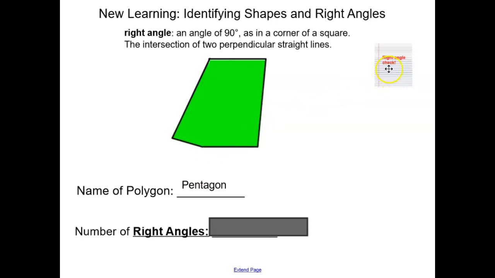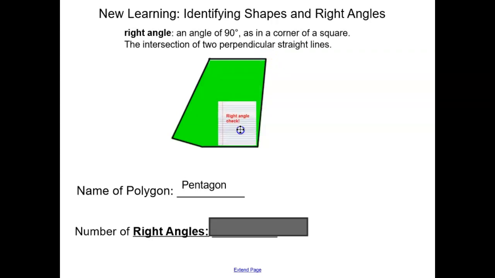If you said 0, you were absolutely correct. Because look, though these angles look like right angles, are they perfectly angled straight across and straight down, or perpendicular? No, you'll notice that this angle is actually going outward. It's slanted. It's not a perfect right angle. So that's not a right angle.